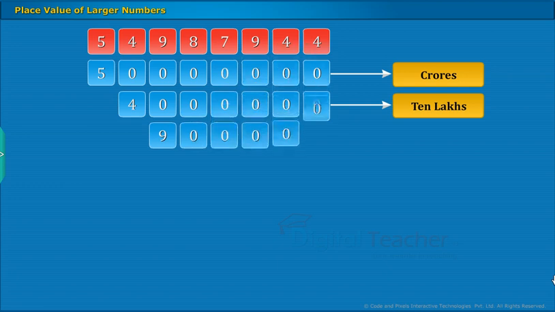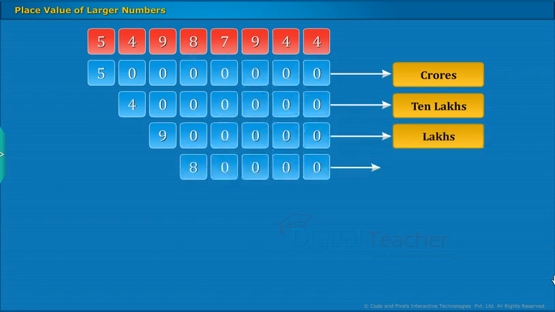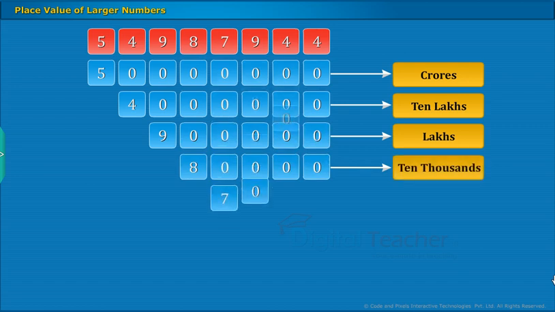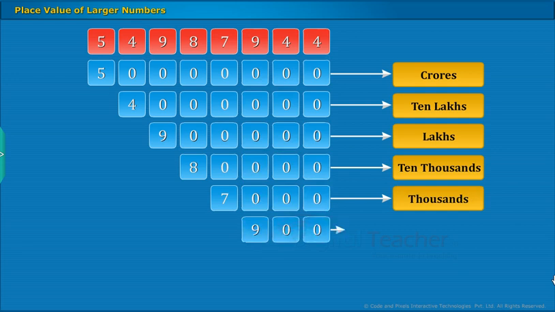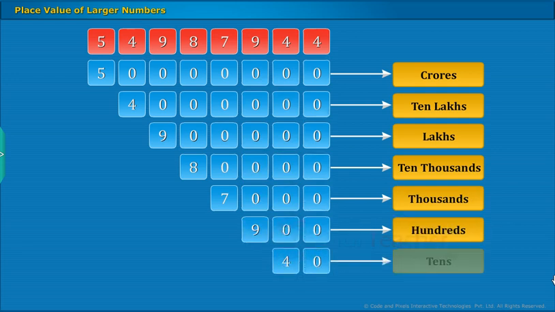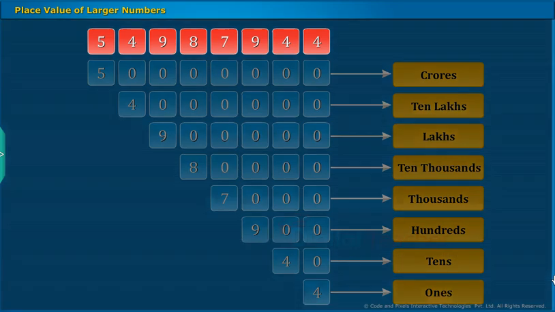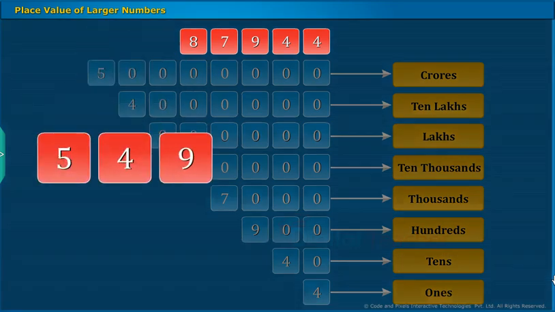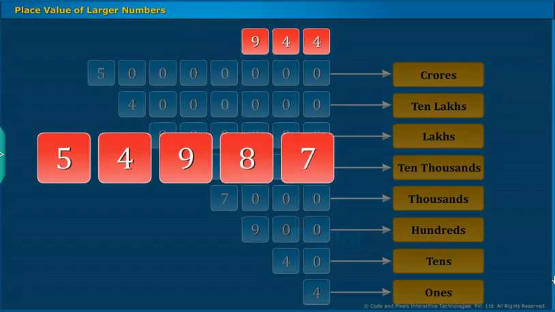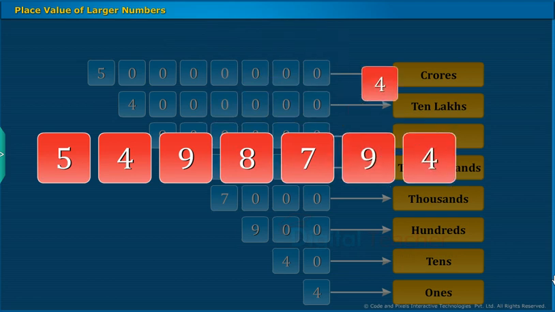9 is in lakhs place, 8 is in 10,000s place, 7 is in thousands place, 9 is in hundreds place, 4 is in tens place, and 4 is in ones place. Now, it can be read as 5 crores 49 lakhs 87,944.